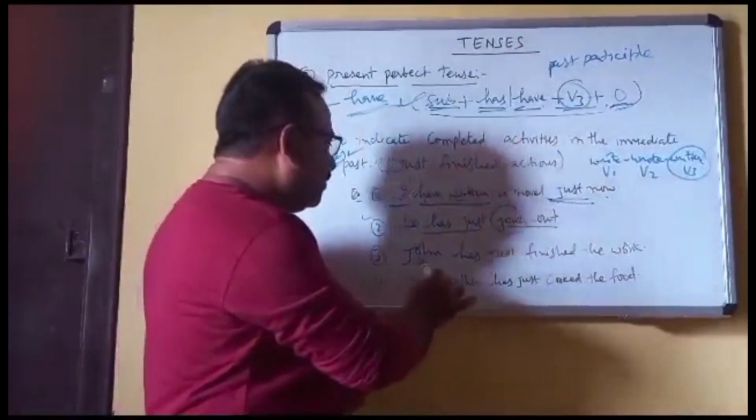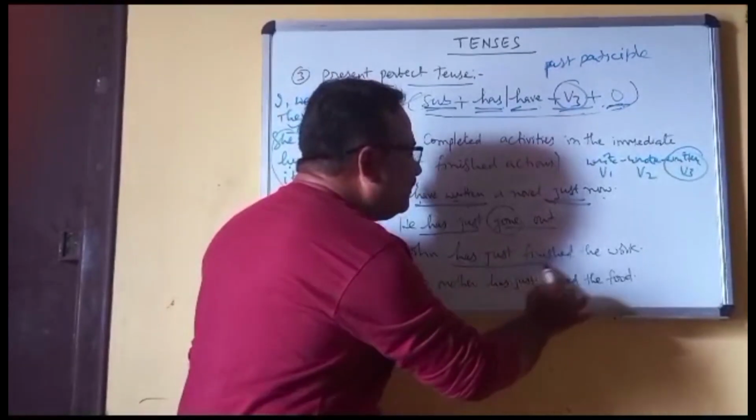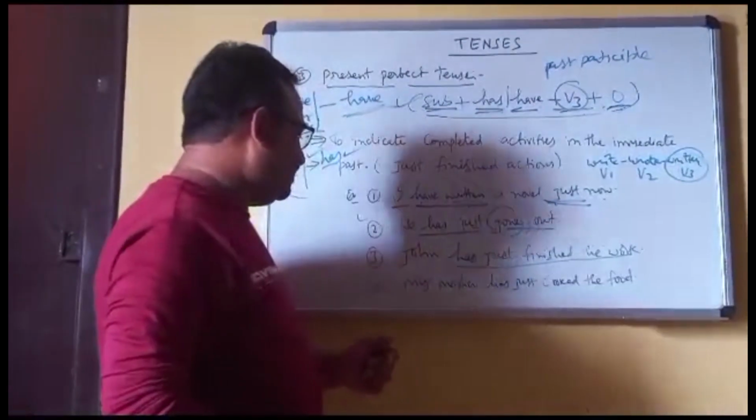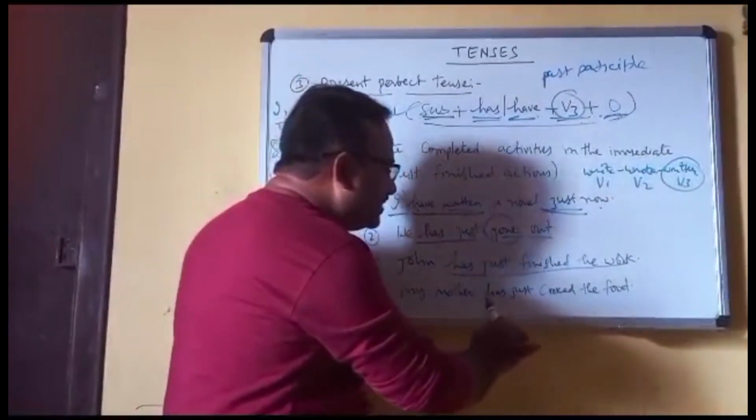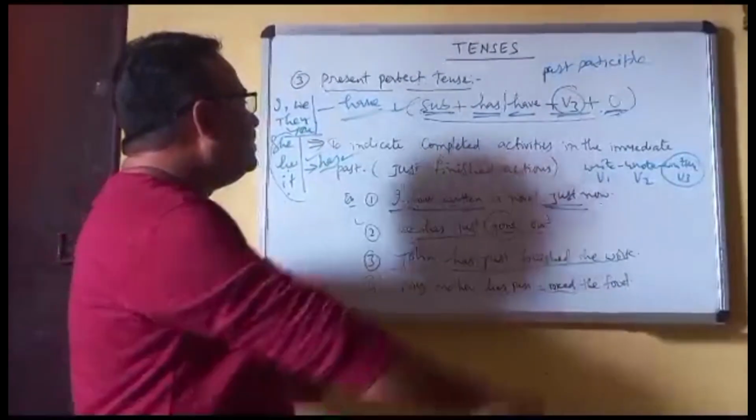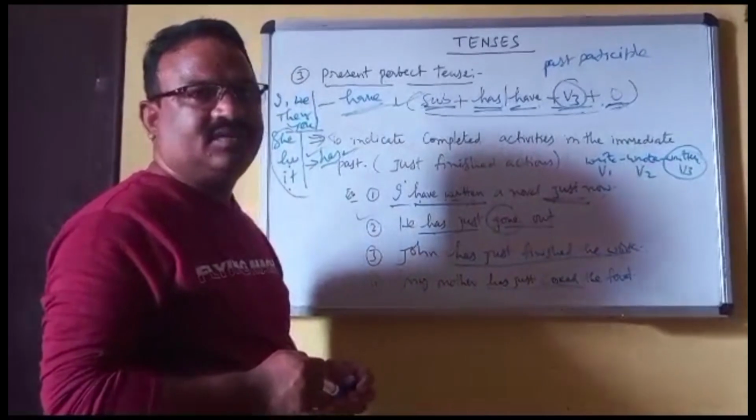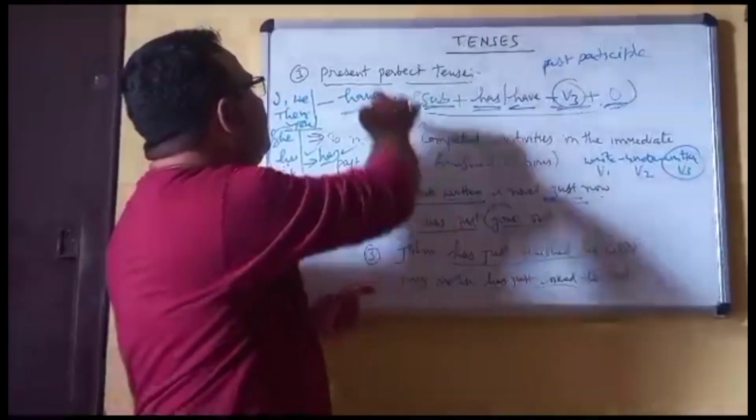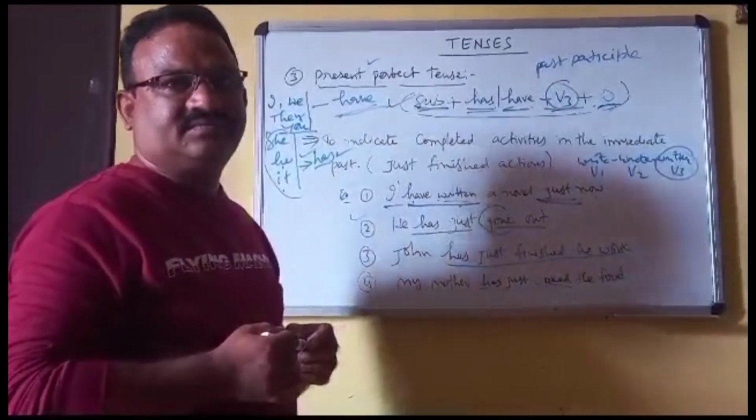And one more example. John has just finished the work. And one more example. My mother has just cooked the food. These are the examples for the first condition. In this first condition, you have to use present perfect tense.